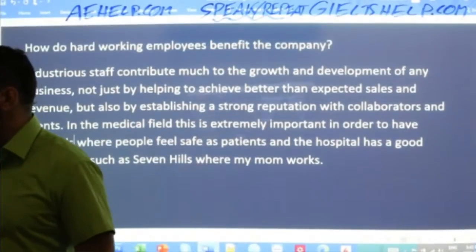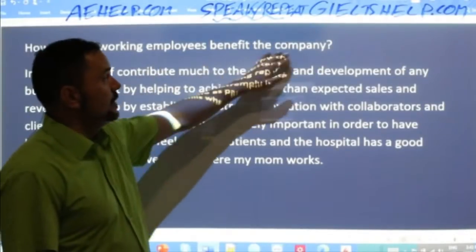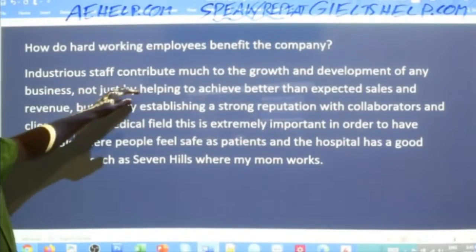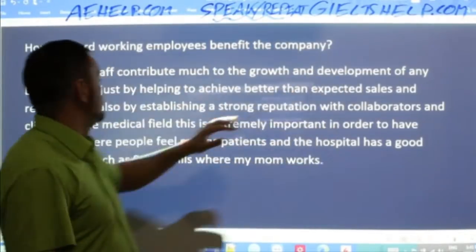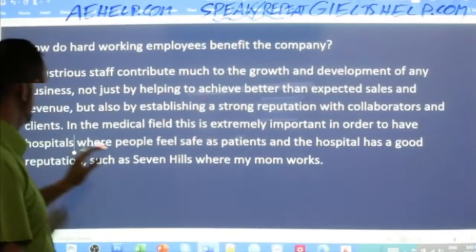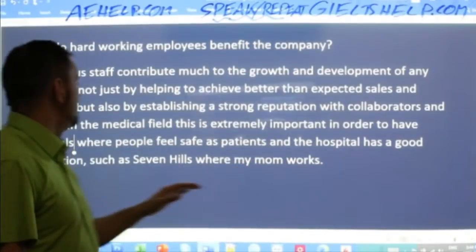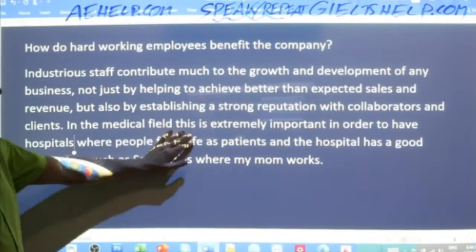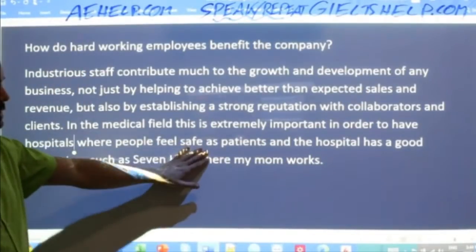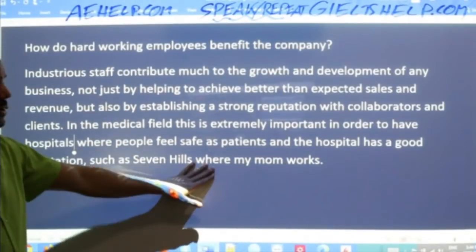So here's my answer. Repeat after me. How do hardworking employees benefit the company? Pay really close attention to the question. Industrious staff contribute much to the growth and development of any business, not just by helping to achieve better than expected sales and revenue, but also by establishing a strong reputation with collaborators and clients. In the medical field, this is extremely important in order to have hospitals where people feel safe as patients, and the hospital has a good reputation, such as Seven Hills, where my mom works.